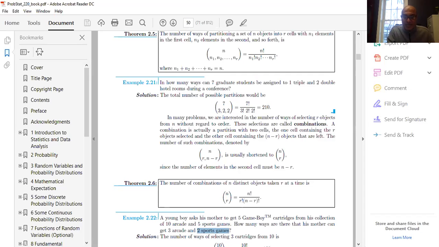So I would like to again share my screen so that probably the idea would be more clear. So let me just stop sharing this one and let me share my screen. Here I have the number of ways of selecting 3 cartridges out of 10. I don't want to write each and everything. Why is my pen not moving? Okay.